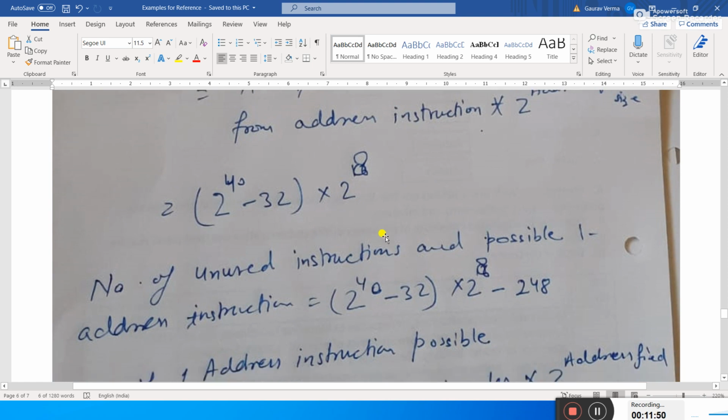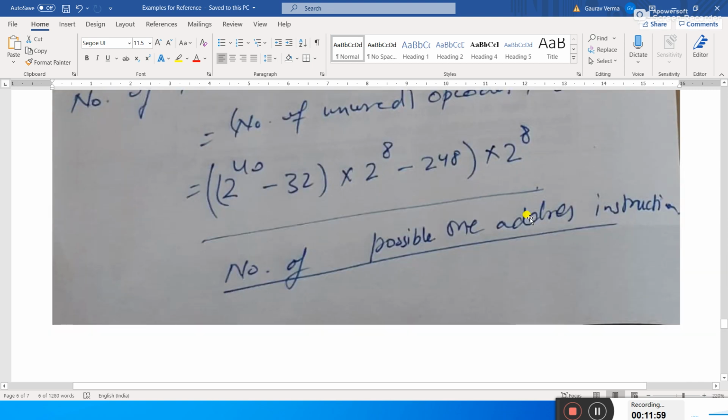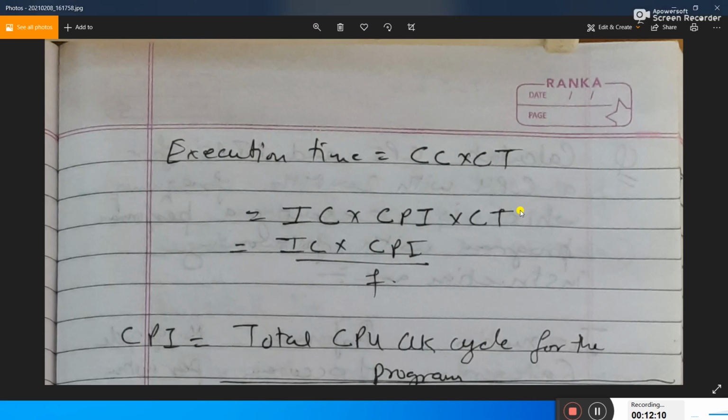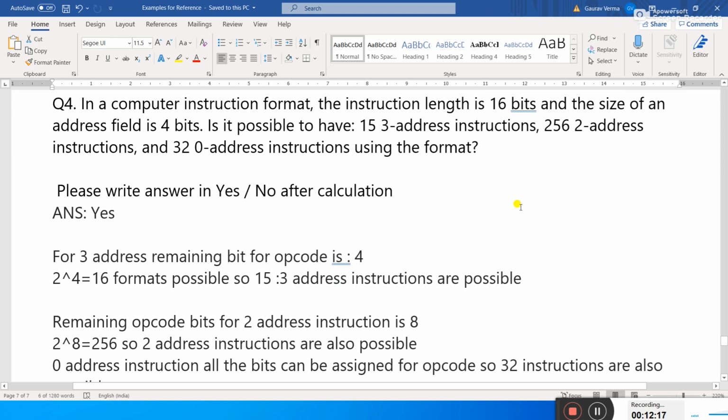Now he is telling that 248 two-address instructions are there. So now I have to subtract this number from this number. Similarly, as we have done earlier, that is my value for the number of possible one-address instructions. So likewise, you can do this example also. I recommend that you check this, although I have already provided the solution here.